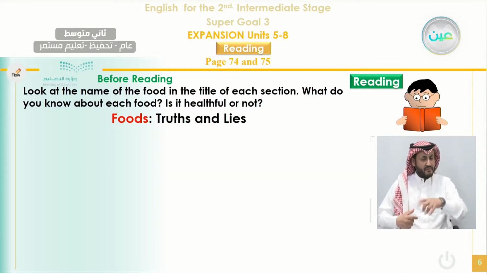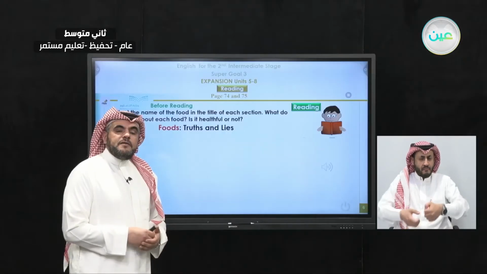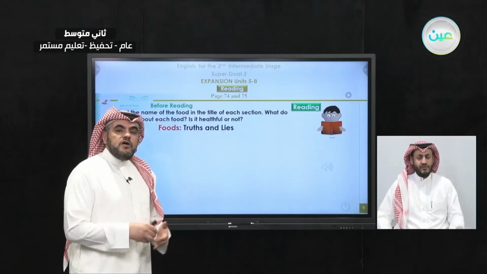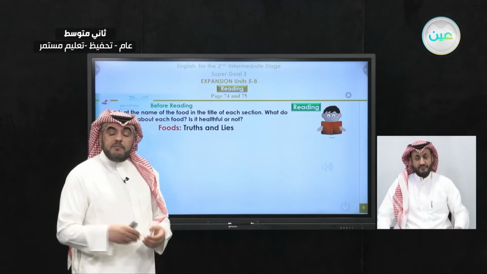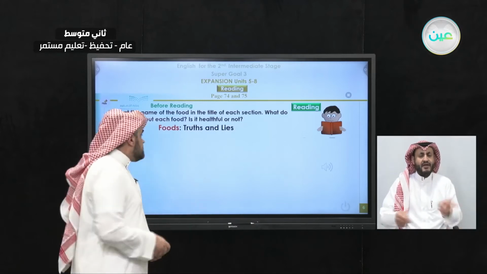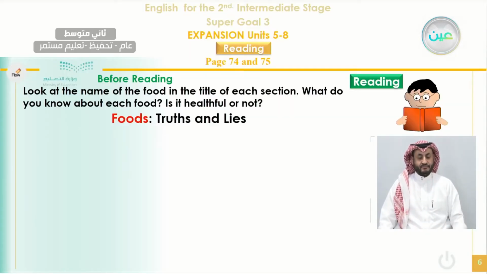This kind of food, does it affect the body positively? That means, is it good for our body, or does it affect the body badly? It affects it like making the body fat, or making the body have much cholesterol, or affecting the body in many different bad ways. Okay, what is the title of this reading passage?